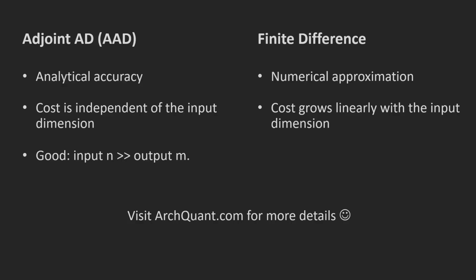The take-home message of this video is that the adjoint Autodiff, or AAD, can calculate the derivative to analytical accuracy, and its cost could be orders of magnitude lower in comparison to the finite difference method, and that is the case when the input dimension is much higher than that of the output.